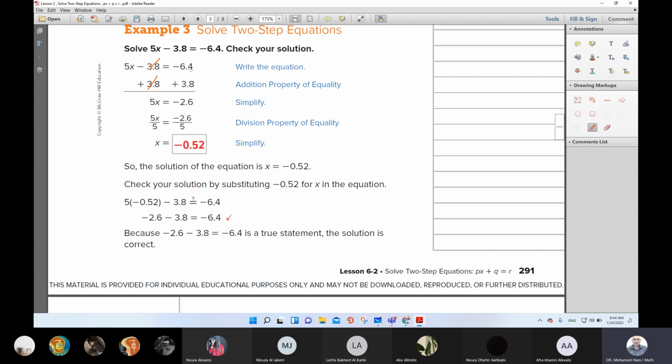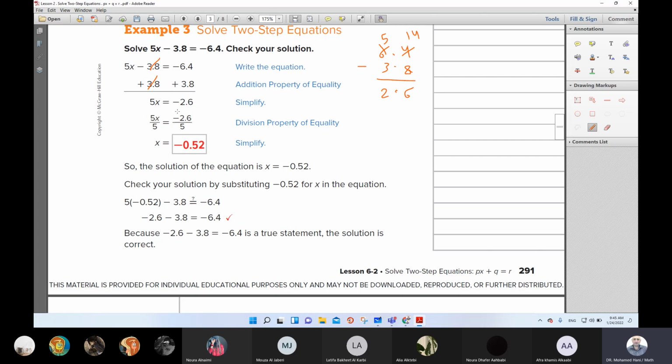And negative 6.4 minus 3.8. 4 minus 8, we cannot do this operation, so borrow from the 6. 6 will be 5, and 4 will be 14, and 14 minus 8 will be 6. Take down the point, 5 minus 3 will be 2. So the answer will be negative, because the sign of the big number is negative, then the subtraction will be 2.6.